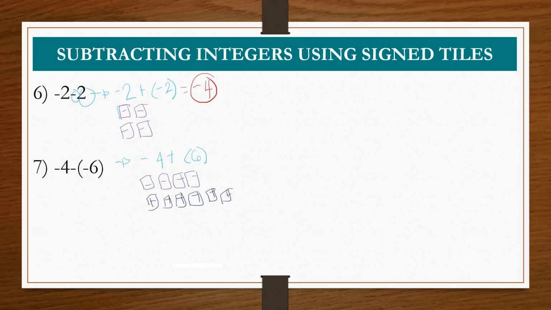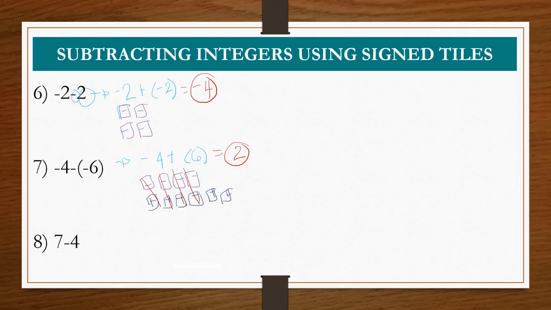Again, we can cancel the pair of negative and positive tiles. So cancel, cancel, cancel, cancel. And we are left with 2 tiles that are both positive. So the result is positive 2. Or negative 4 minus negative 6 is equal to positive 2.